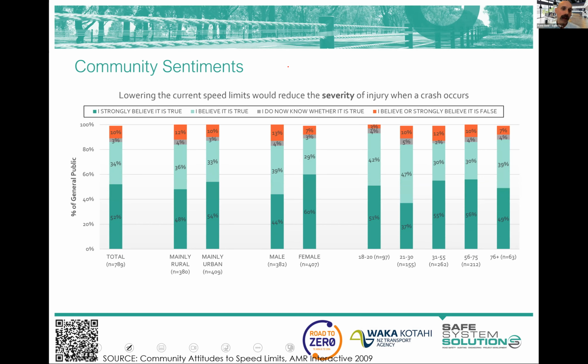Interestingly, if you talk to the community about whether lowering the current speed limit would reduce the severity of injury when a crash occurs, most people are onto that, which is interesting.